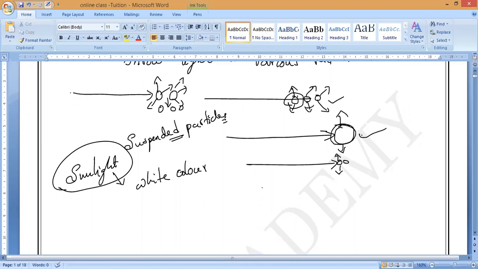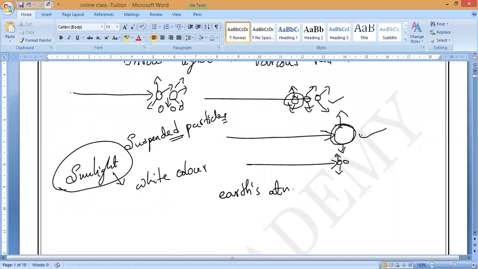Yes or no? Yes, sir. This is how the sky appears to be blue, and in the same way how the sun is red in color during sunrise and sunset. All of these things are explained only on the basis of what? On the basis of scattering of light, scattering of light caused by Earth's atmosphere.